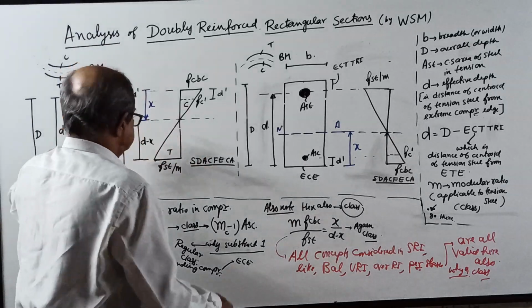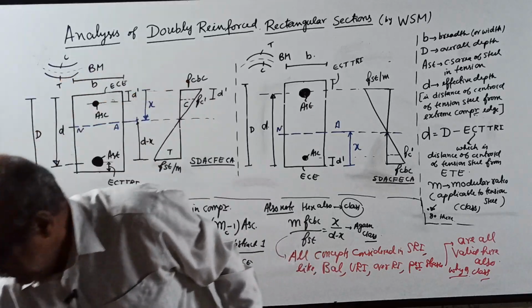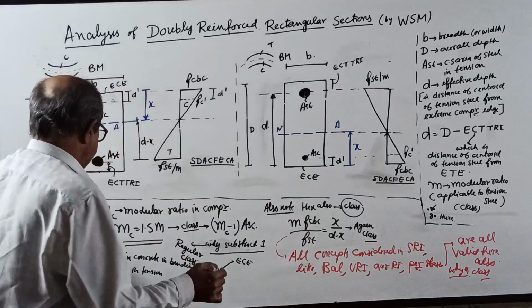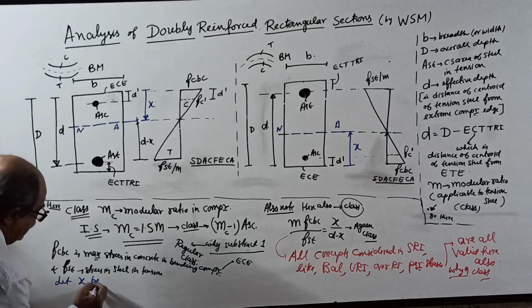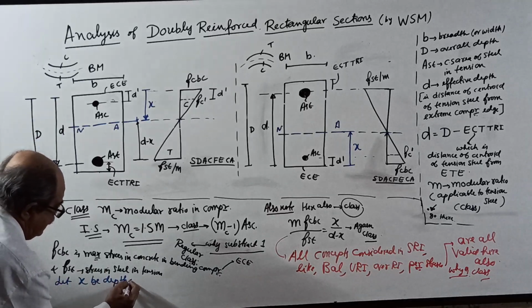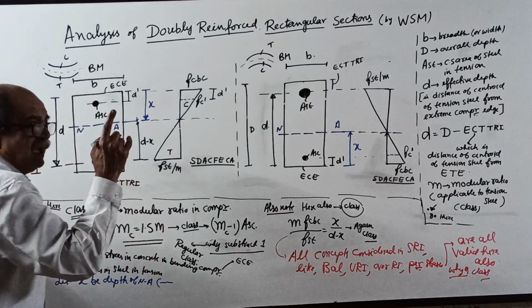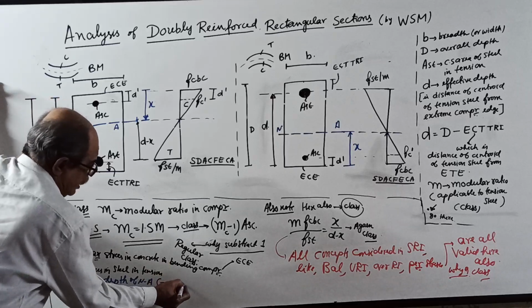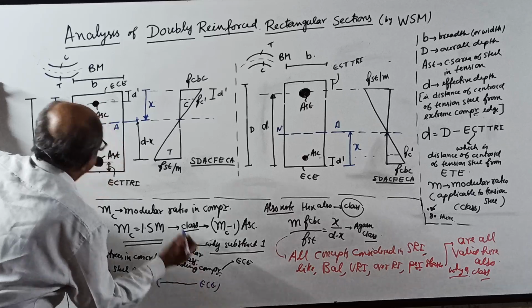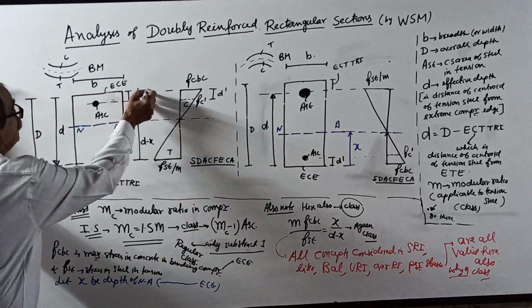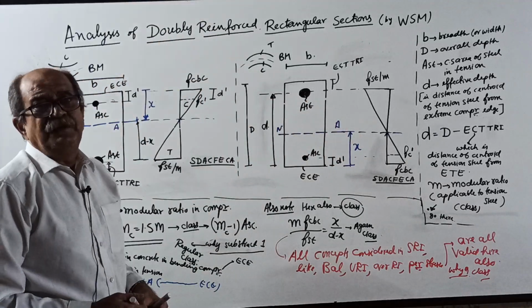Further I will write this one. And then I write one more statement, important. Let X be depth of neutral axis. Let X be depth of neutral axis. That is same as last time. Distance of neutral axis from extreme compression edge. See, extreme compression to neutral axis is X here. This is X. These are the properties, same as earlier for singly reinforced.